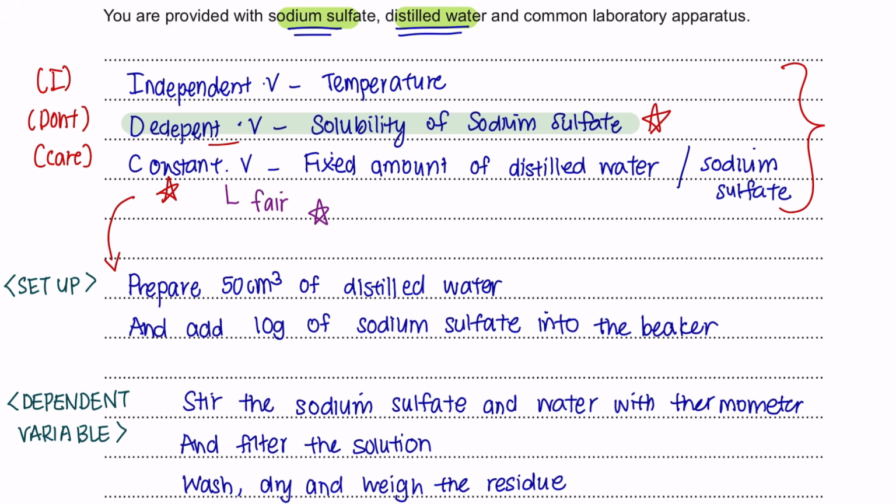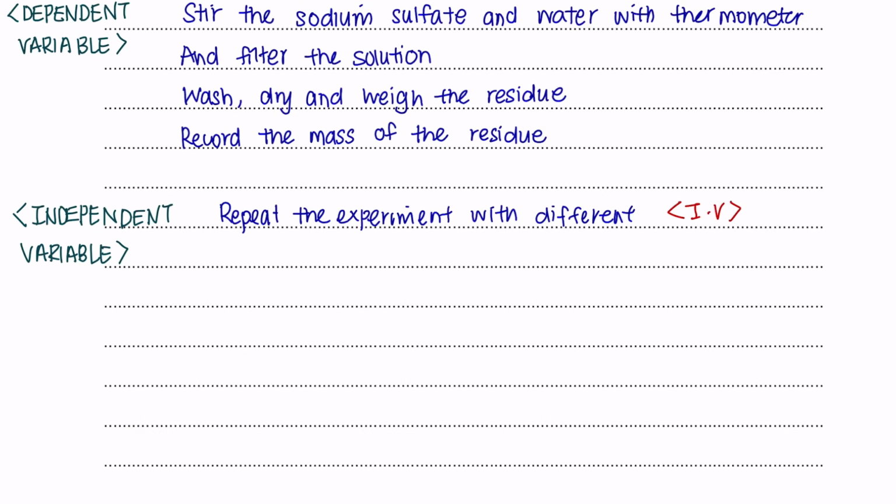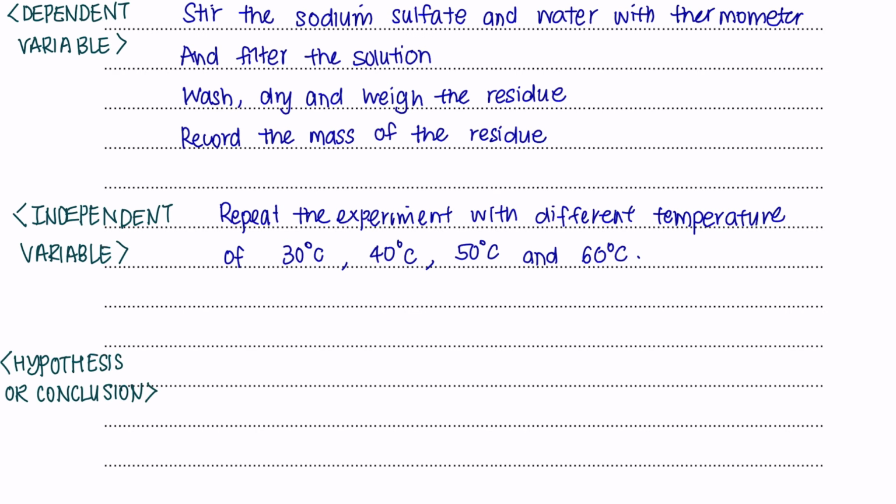We are done with the dependent variable over here, and next we are going to talk about the independent variable which we are changing in this experiment. So next we are always going to discuss repeating the experiment with a different independent variable, and the independent variable here is the temperature. And just to be safe, I like to state the temperature that is being used in the experiment. And lastly, you're going to write the conclusion or the hypothesis for this experiment, which is the relationship between the independent variable and the dependent variable.